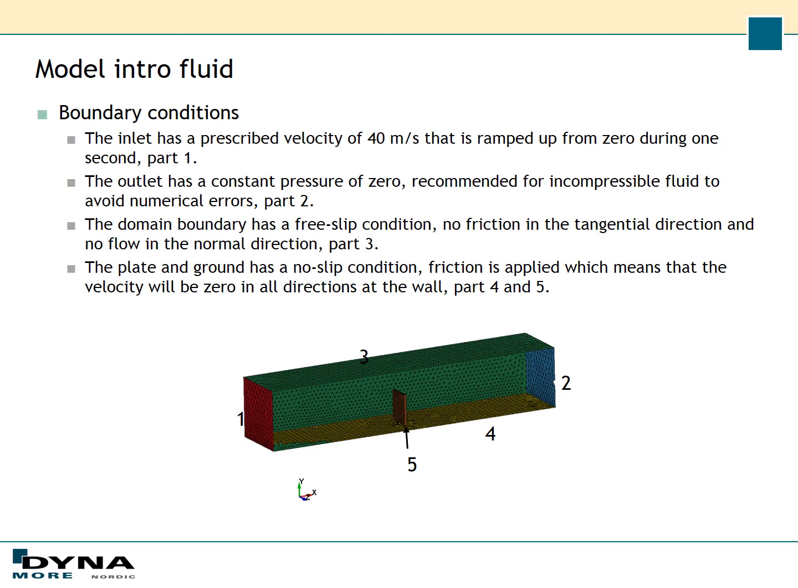Here is a brief recap of the boundary conditions. So for the inlet, part 1, we have a prescribed velocity of 40 meters per second that is ramped up during the first second of the simulation. So it starts from 0 and then goes up to 40 meters per second. And part 2 has a 0 prescribed boundary condition, and for the part 3 we have a free slip condition, and the plate and the ground has a no slip condition.